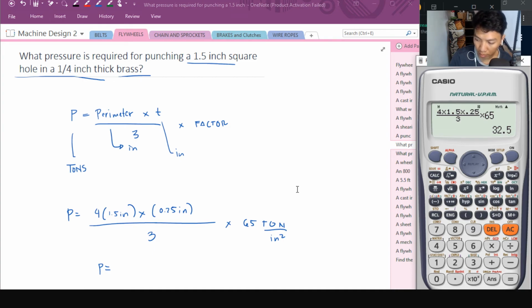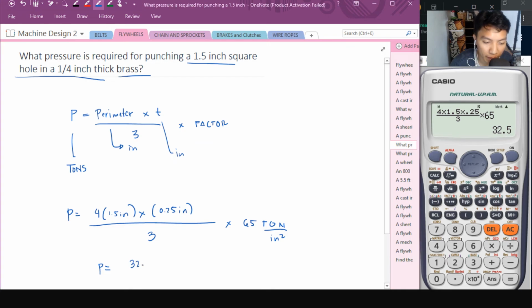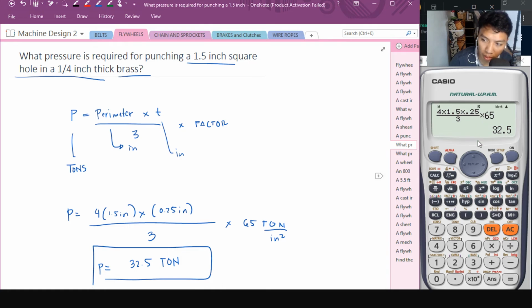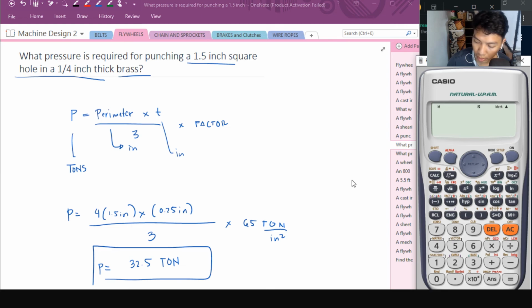Okay, 1.5 times. This is 32.5 tons. Okay, that is 4, 1-inch thick times 3 perimeter 4.5 bale 6 times 2/4. Okay, 1/2. Okay, 32.5. Next one.